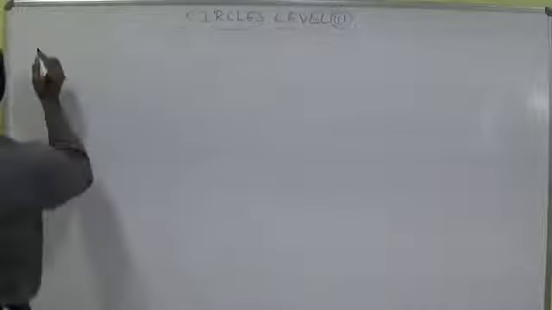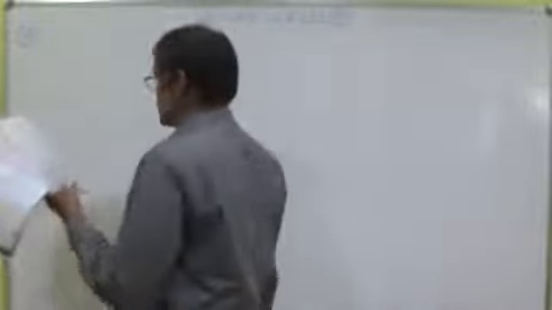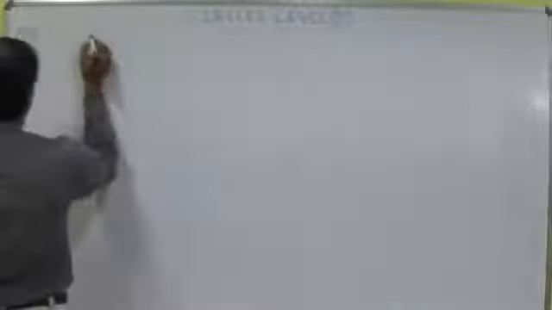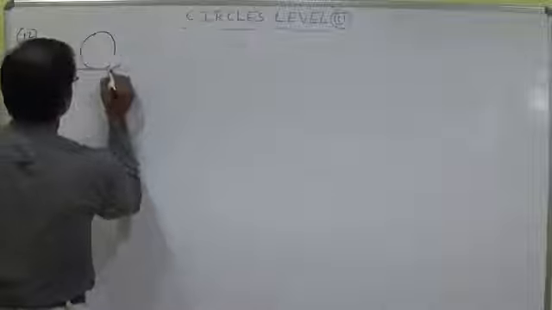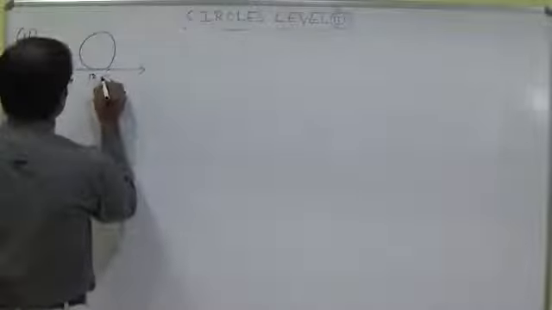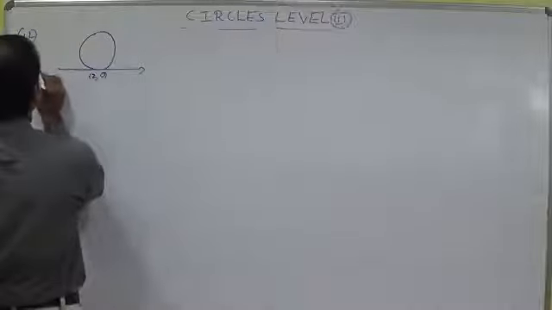A circle which touches x-axis at (2, 0). Yesterday in level 2 classwork or level 2 homework, I said we found some locus, but now he is asking about the radius. A circle touches the x-axis at (2, 0). Put (2, 0) here, and also the line y equal to x.